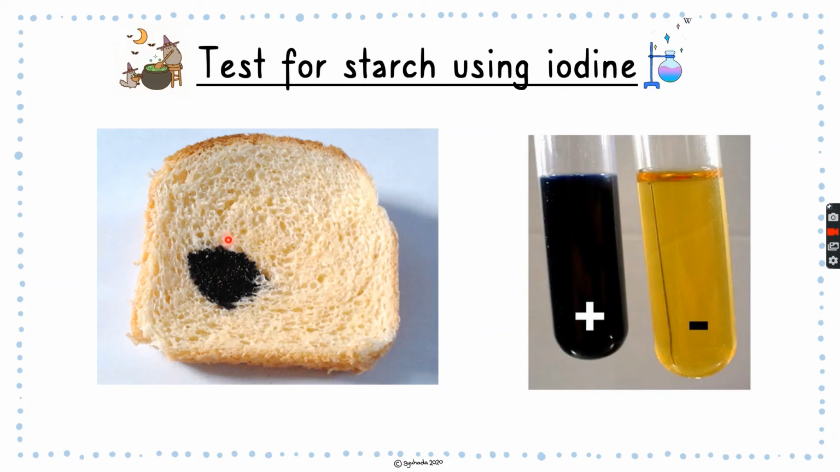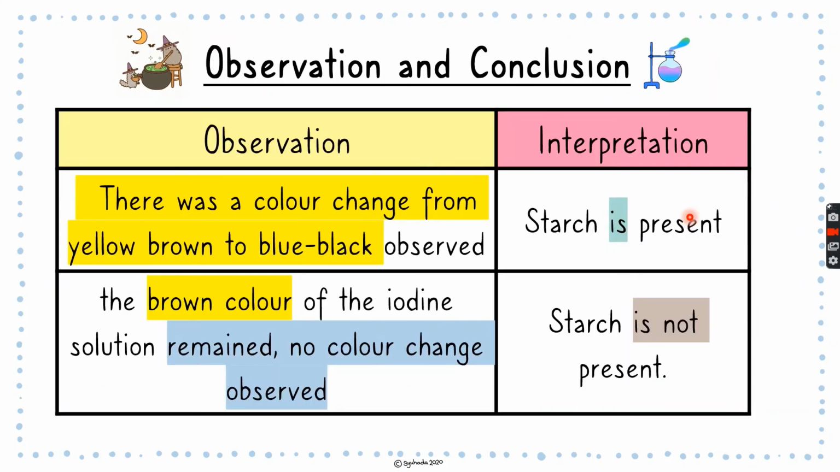This is the kind of result that you'll get if you test for starch. If it's positive, the brown color turns blue-black, and if it's negative, then it will remain brown in color. So what results are you going to get? You're going to observe a color change from yellow-brown to blue-black, and the interpretation is that starch is present. But if starch is not present, the brown color of iodine will remain and no color change is observed. So you need to mention all of these things.